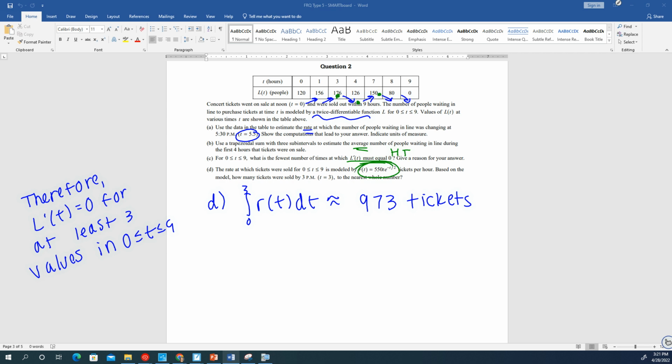So here's a good example. If you get stuck on part C, don't just sit there. Try part D. That was just an easy plug and shove. Okay, important: the integral of rate gives us amount.